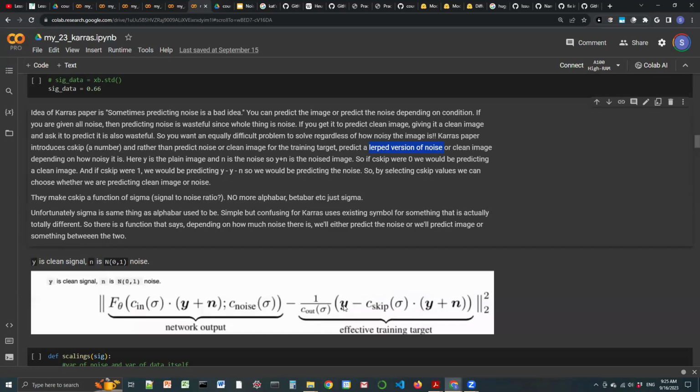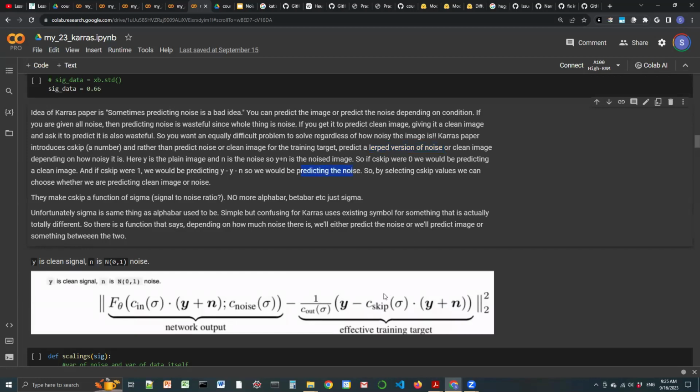Again, to repeat, Y is the clean image, N is the noise. So this is a noisy image, and this is the clean image. If C skip were 1, then let's go through this equation. Because if this is 1, and this is Y plus N, this is Y. When you subtract it, you get Y minus Y plus N, and this is negative here, so N. So when C skip is 1, this is essentially just the noise, right? So when C skip is 1, we predict noise.